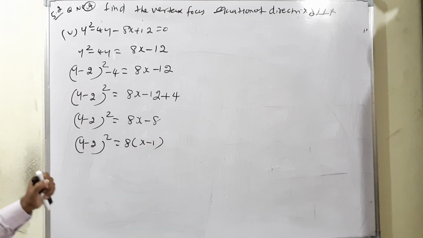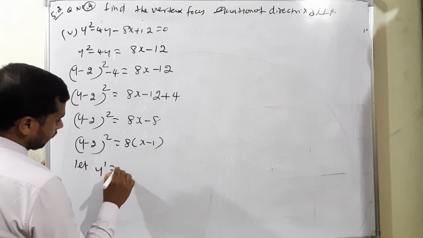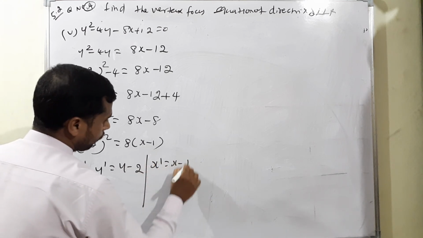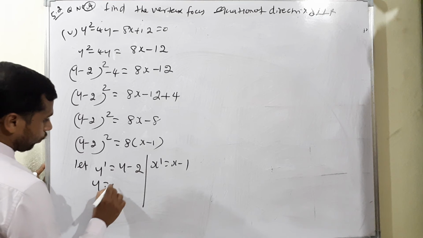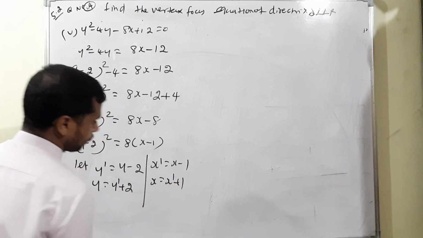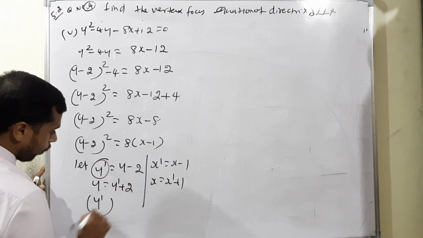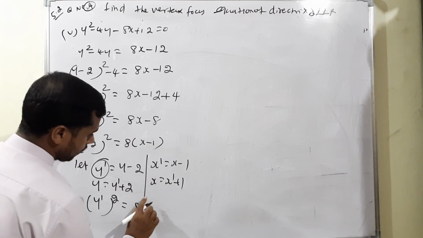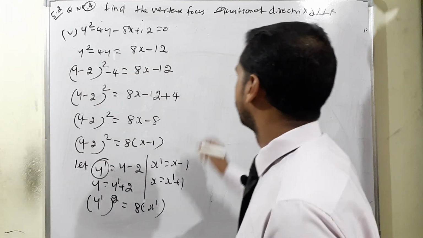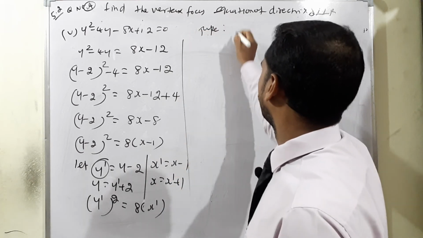Now y square is equal to 4ax. So let y dash be y minus 2, then x dash be x minus 1. Therefore y is equal to y dash plus 2, then x is equal to x dash plus 1. Instead of y minus 2 we can take y dash, meaning y dash the whole square is equal to 8 into x dash. Now we can say this is the type. So simply we can say that it is called right side open, isn't it?